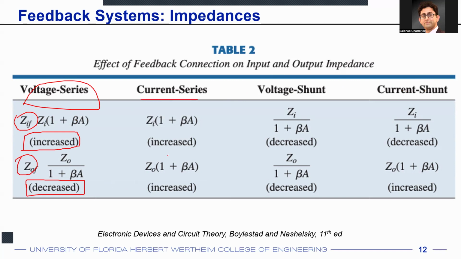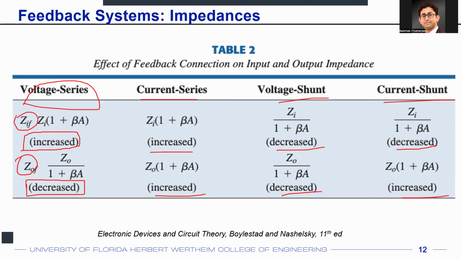Now, if you have a current series feedback, these can be different. If you have a voltage shunt feedback, again, both of them are decreased in this case. And for the current shunt, the input impedance is reducing, but the output impedance is increasing. So you see that depending on your choice of feedback and depending on whether you're looking at your input and output, your impedances can increase or decrease. And all of these can become very confusing. But I'll tell you maybe a shortcut method to remember, or very easily conclude, whether your input or output impedances are increasing or decreasing.